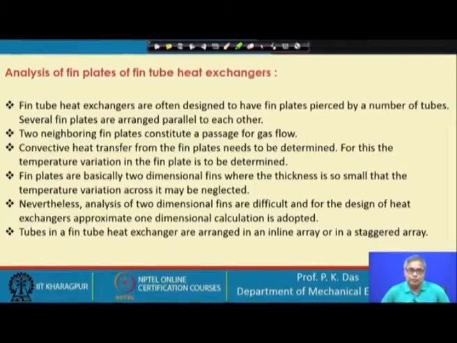So, these are the crux of today's discussion: these fins are two dimensional fins. Let us see how to design them with whatever knowledge we are having. We are having the knowledge of analyzing one dimensional fin. So, we will try to adopt that with some sort of a modification.